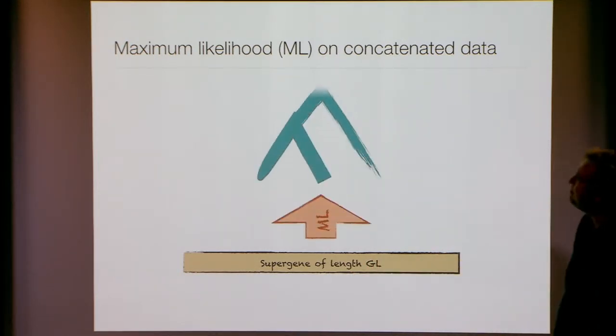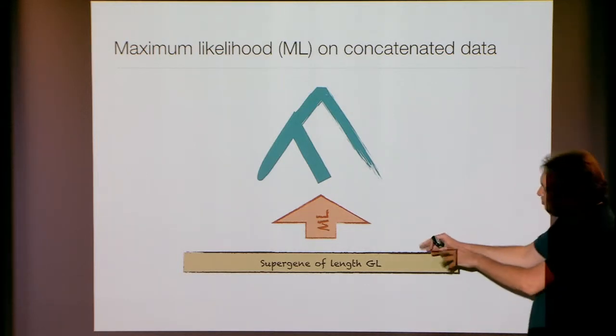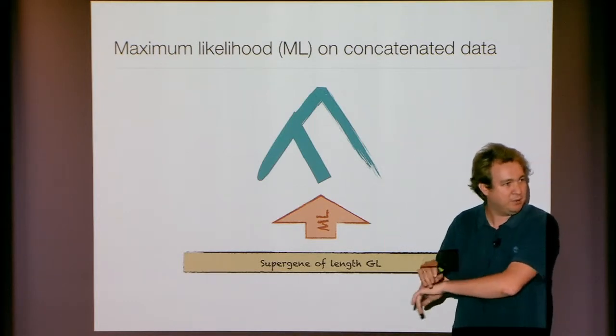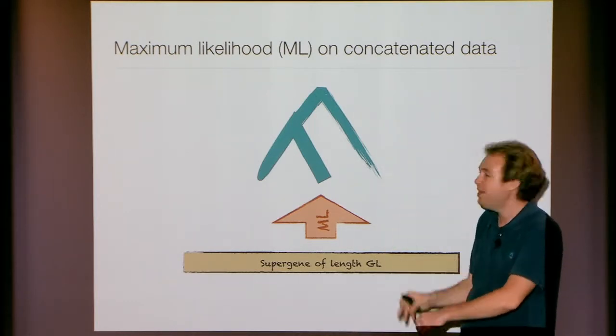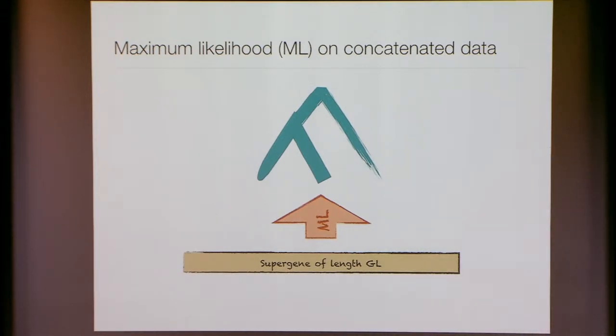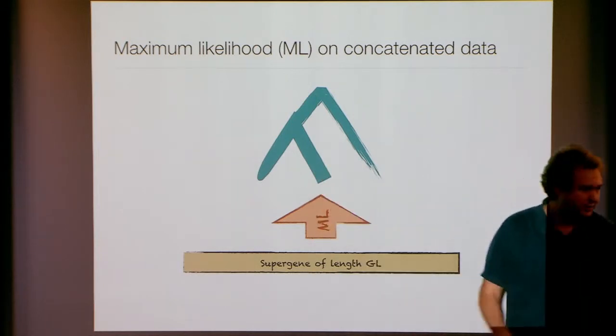Now, what do I mean by maximum likelihood? I really mean a misspecified maximum likelihood, where I just assume that the supergene was generated by a single gene tree. So I completely ignore the multi-species coalescent issue. I have just one gene tree generating these supergenes. And I want to find the best fit, the tree that is going to best fit the data according to this criterion, the maximum likelihood.